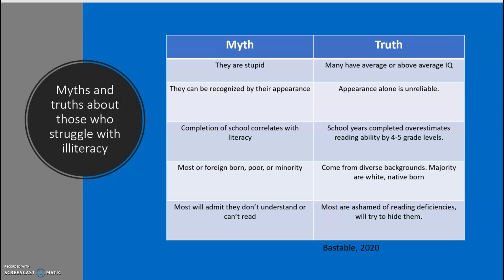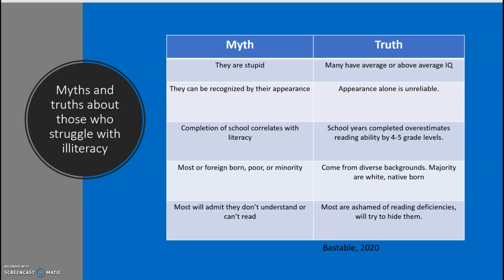Myth number 2 is that they can be recognized by their appearance somehow, and that doesn't make any sense, does it? Appearance alone is unreliable. There's no appearance that can reliably tell that somebody is illiterate. Myth number 3 is completion of school correlates with literacy. But in truth, school years completed overestimates reading ability by 4 or 5 grades. Myth number 4 is that most illiterate people are foreign-born or poor or minority. But the truth is that most illiterate Americans are from diverse backgrounds. In fact, the majority are white and native-born.